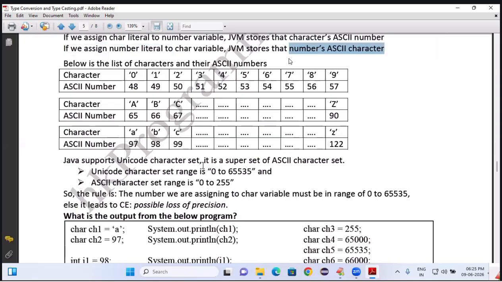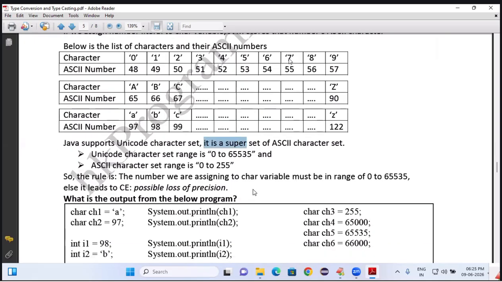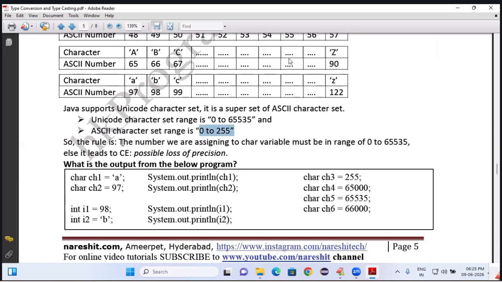Java supports Unicode character set. It is a superset of ASCII character set. Unicode character set range is 0 to 65,000. ASCII character is 0 to 255. So the rule is the number we assign to char variable must be in the range of 0 to 65,535, else it leads to compile time error, possible loss of precision.